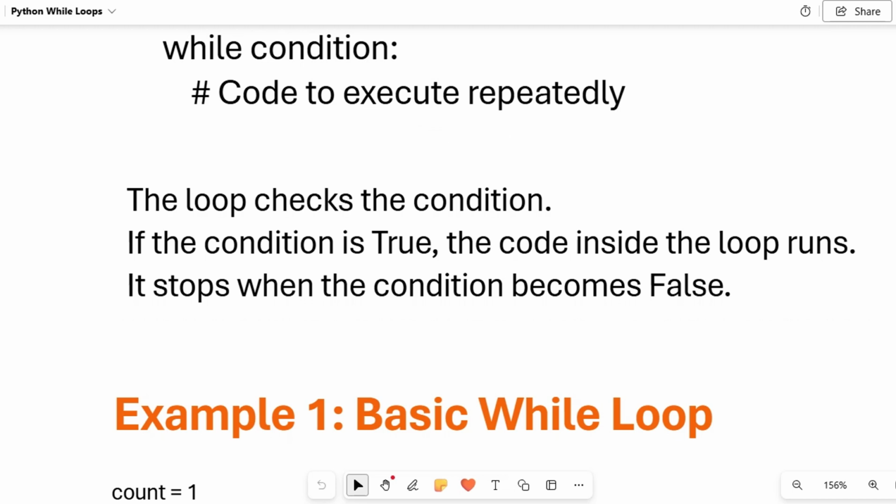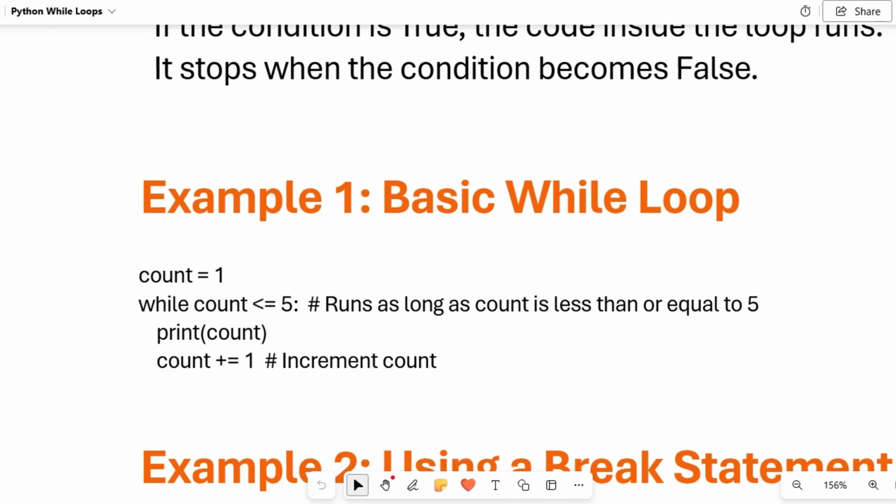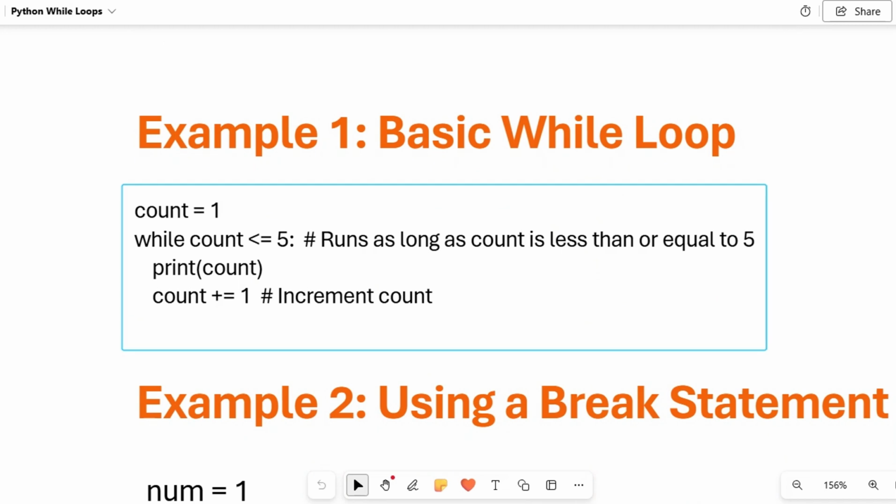As I already explained, it totally depends on the condition, and we will understand all the examples one by one. So this is a basic while loop. Here is the example: count is equal to 1. Count is a variable, and we are checking it with the condition. The condition will keep being true till 5, right? So it will keep printing the count, and here we are incrementing by 1.